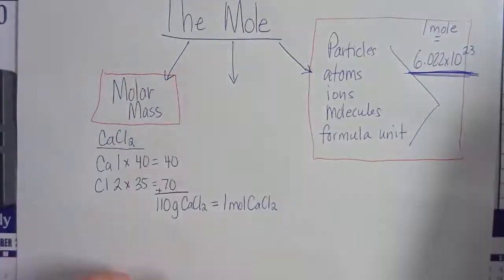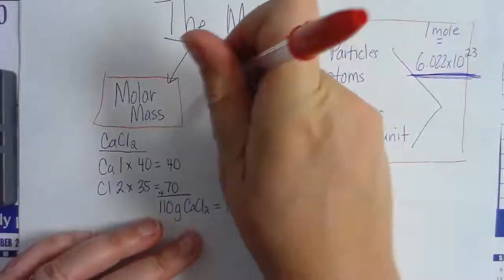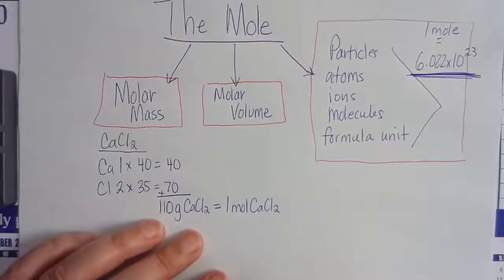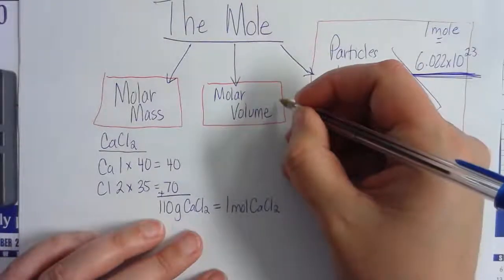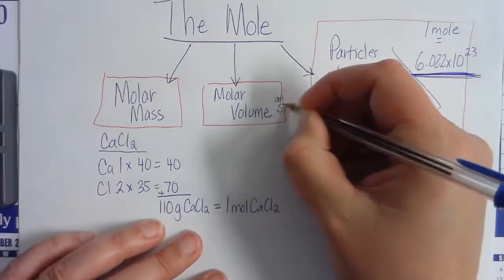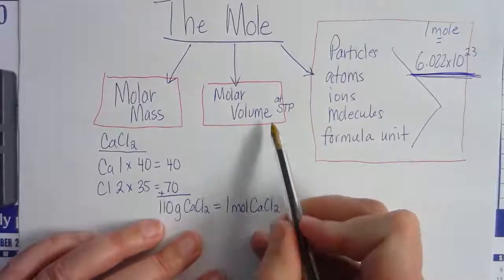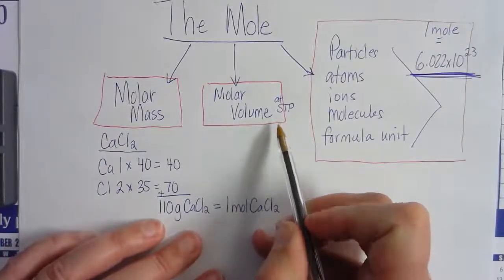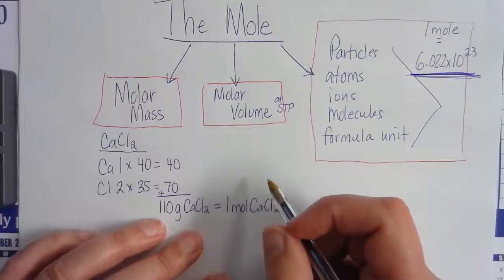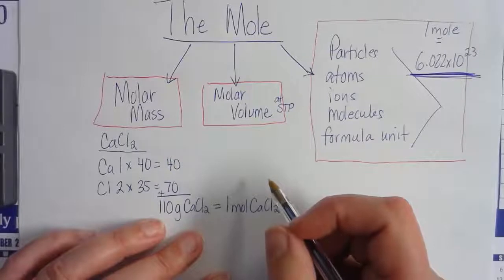Did anyone pick up the third one from the notes last night? Molar volume. It's going to be the volume in 1 mole. Now, molar volume is at a specific set of conditions that we don't need to worry about right now. It's at a thing called STP, and that means standard temperature and pressure. You don't need to worry about it. We will get to STP when we do gas laws. It's just something that's going to appear in a problem. They're going to say this is at STP. You can just ignore it for now.